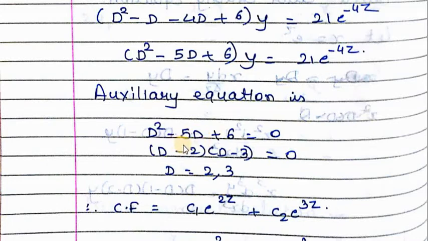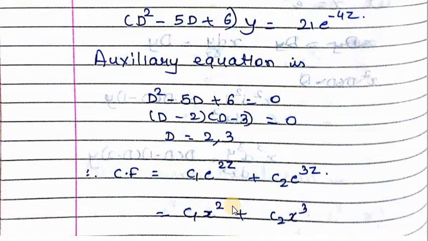So after taking common and simplification you will get two factors, that is D minus 2, D minus 3. Now equating these two factors to 0 we have D equals 2 and D equals 3. Now writing CF, that is C1 e raised to 2z plus C2 e raised to 3z. Why? Because now this differential equation is of the form f(D) y equals R of z, and capital D is d by dz. That's why we have to write z over here.